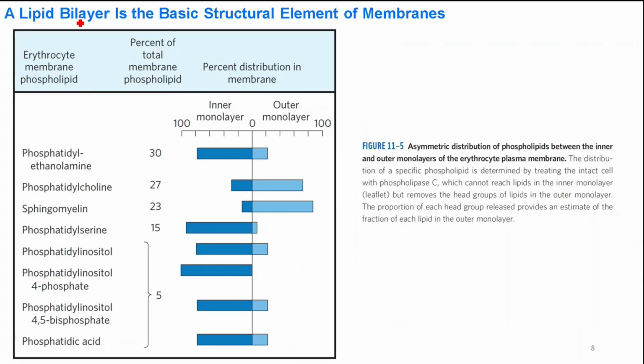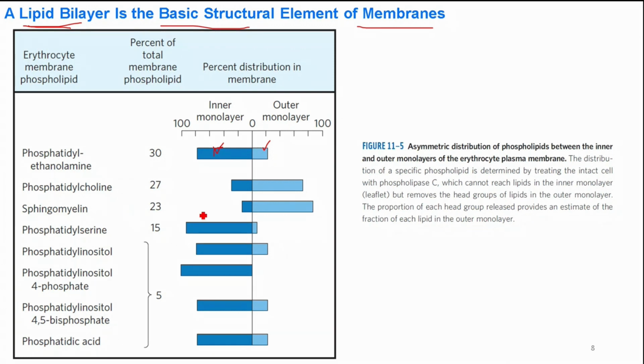So once again, a lipid bilayer is the basic structural element of the membrane. Definitely sterols are present, definitely proteins are present, but the lipid bilayer is making the basic structure. So phosphatidylethanolamine is present almost 30% in the outer, and you can see almost 70% in the inner monolayer, and a very small proportion is present in the outer monolayer of the lipid bilayer.